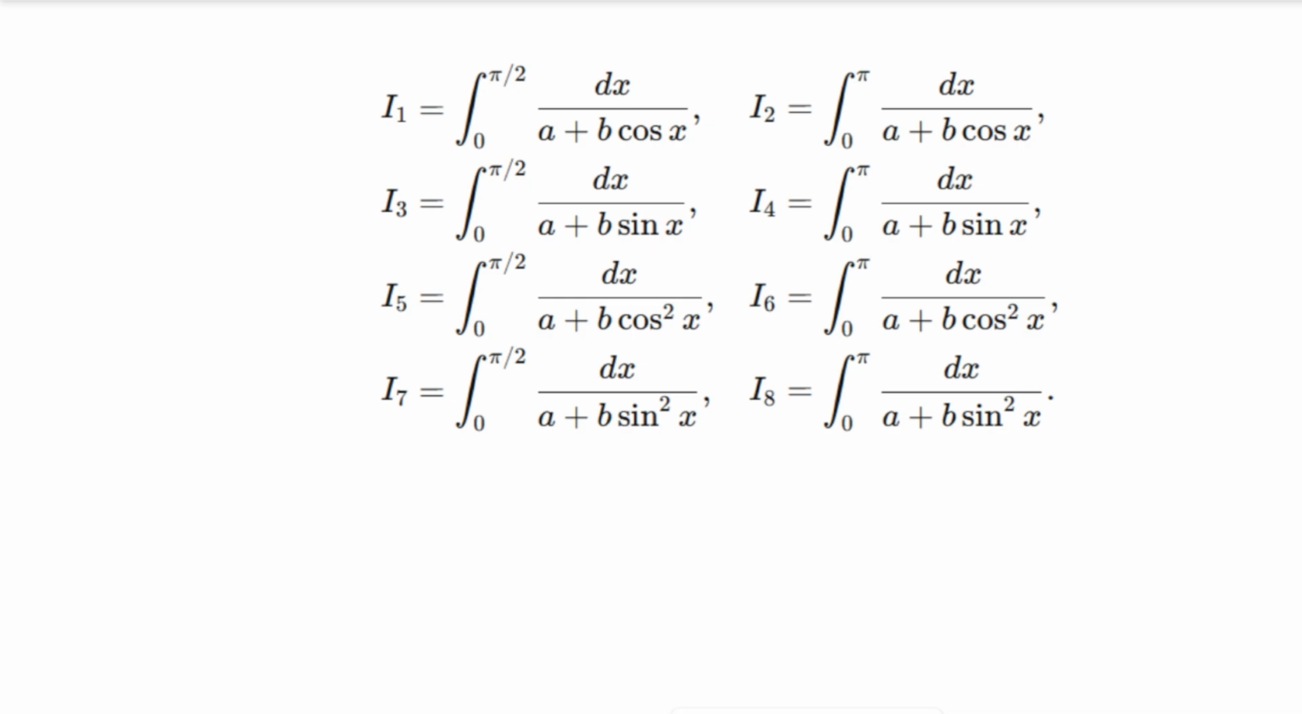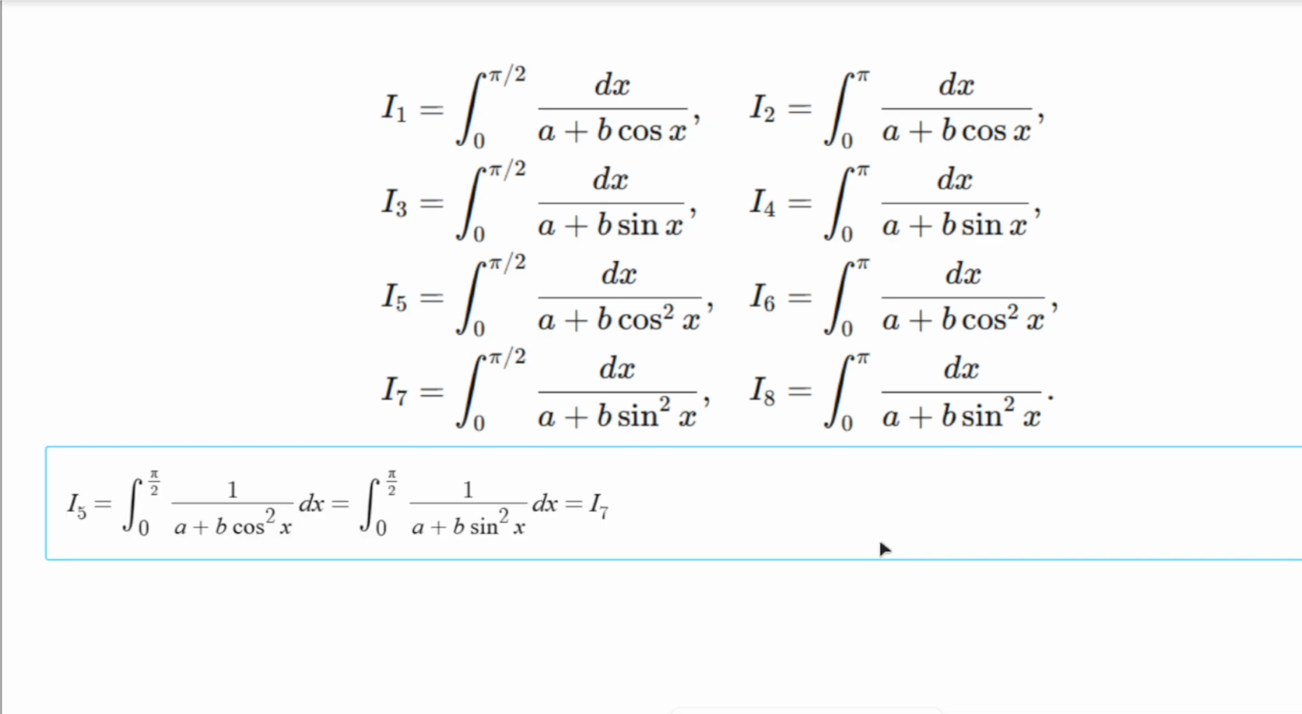So today is going to be kind of a long video, and we are going to be evaluating 8 different integrals at once. And we're going to be doing it as efficiently as possible using previously derived results. We're going to start with integral I5.